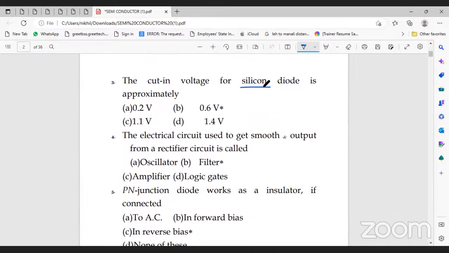You know what the cut-in voltage for a silicon diode is? Yes, it is 0.6 volt. For germanium, it is approximately 1.1 electron volt. In the electrical circuit, to get a smooth DC, the circuit is what we call the filter. If you use the filter in the circuit, we are going to get a smooth DC source. In order to get the smooth DC, we have to connect a filter in the circuit.